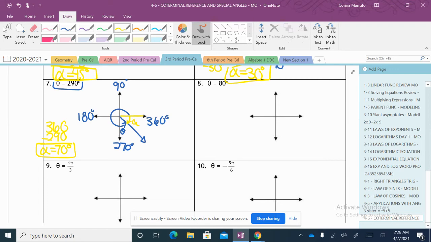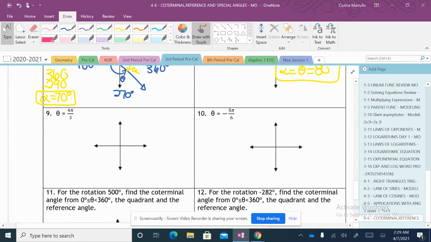All right, the next one here, our angle is 80 degrees. So here would be 80 degrees. Since this is 90, it's going to be pretty close to it, so about right here. Okay, this is my angle theta. And so our reference angle in the first quadrant is itself. So right here it's 80 degrees. So alpha is also equal to theta, which is also equal to 80 degrees.